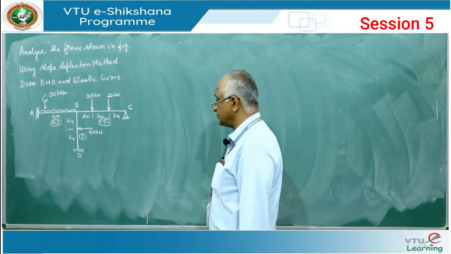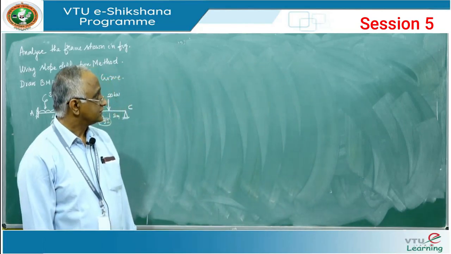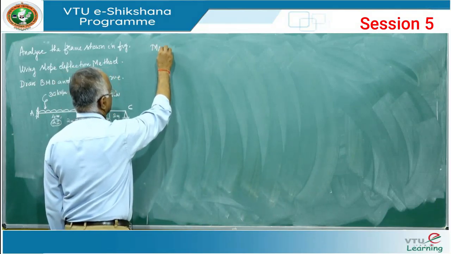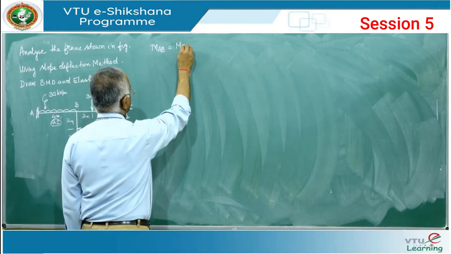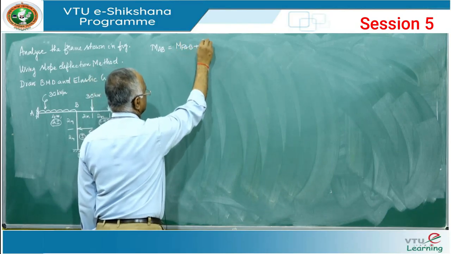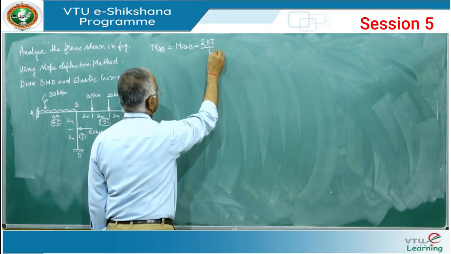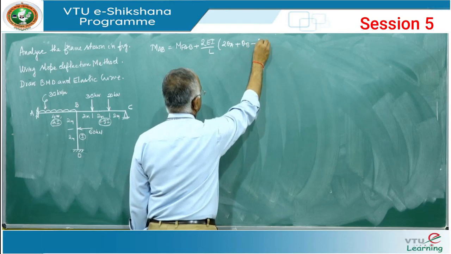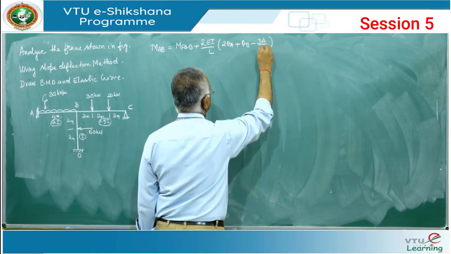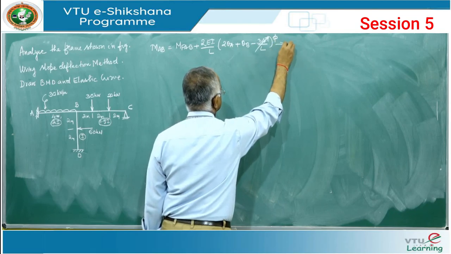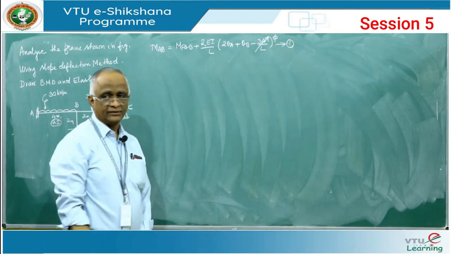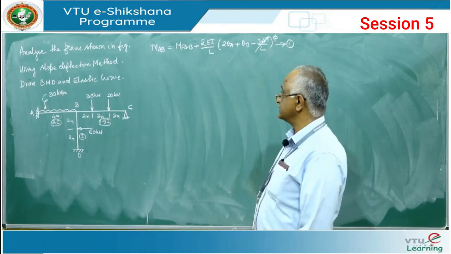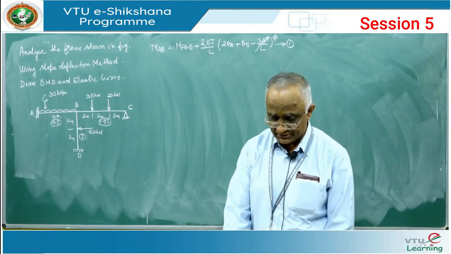So as usual, there will be no change in the procedure compared to your continuous beams. I will write the general slope deflection equation. MAB is MFAB plus 2EI by L, 2 times theta A plus theta B minus 3 delta by L. And of course, this term will not come in this case. Let me take this as equation 1. I am repeating this equation for every problem so that you will remember it, because the entire method depends on this equation.